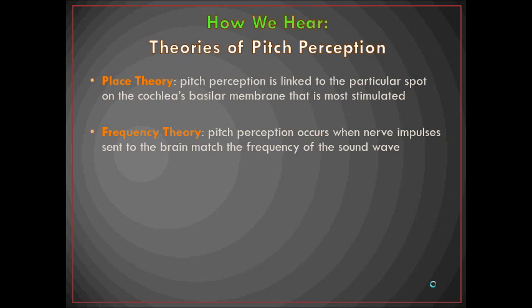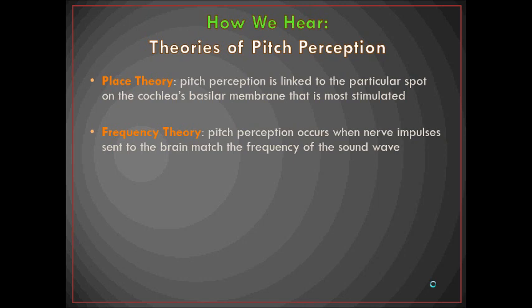Regarding pitch perception, a couple different theories. First is place theory. This argues that pitch perception is linked to the particular spot on the cochlea's basilar membrane that is most stimulated. So there's going to be a part in the cochlea's basilar membrane that would pick up a pitch at perhaps a high level or low level, and it's all based on the physical location of wherever the sound lands in the cochlea.